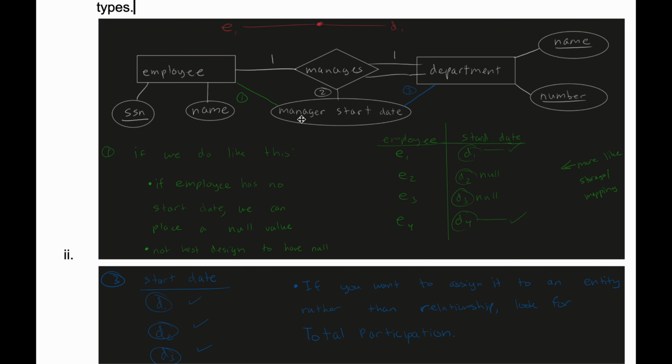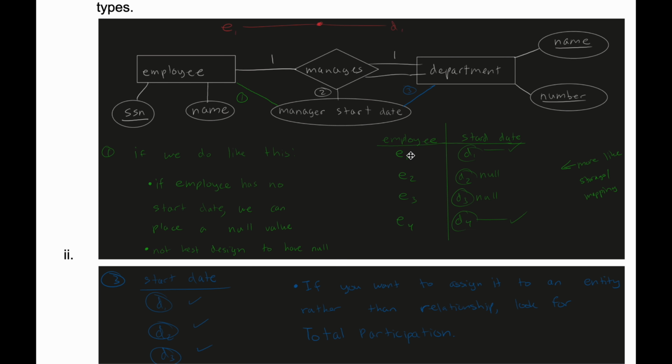And we can change this manager start date to be either with the employee or with manages or with the department. Manages, with the relationship, would be kind of the best for this, but if we were to tie it with the employee, if we do it like this, well, if the employee doesn't manage this department, so that's just a little bit incorrect. If the employee doesn't manage a department, well, we're going to use a null value to represent this. It's not the best design because we have a null value.